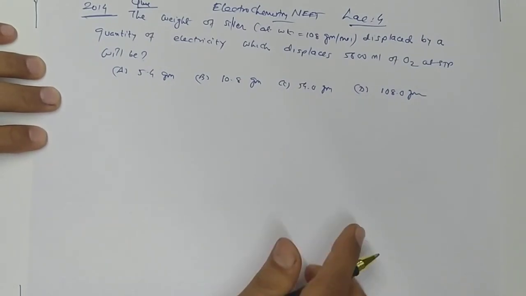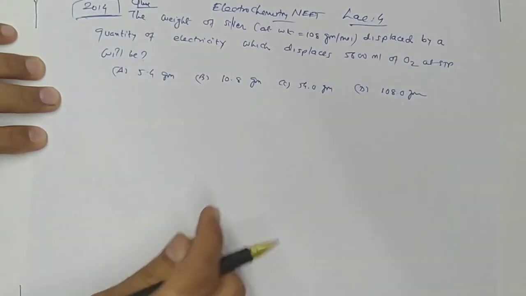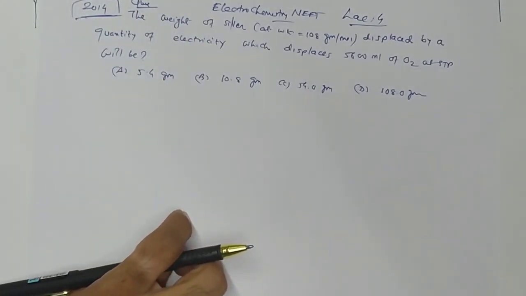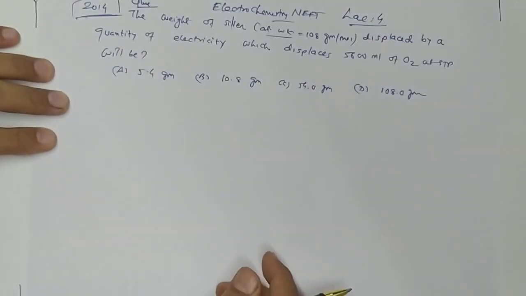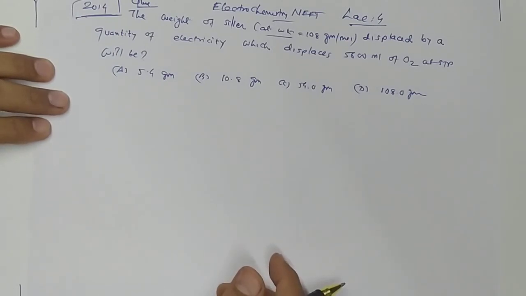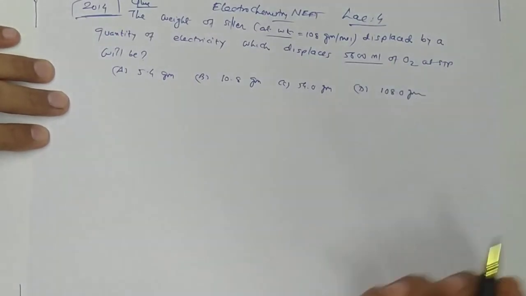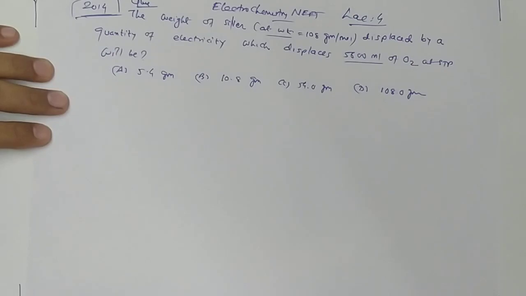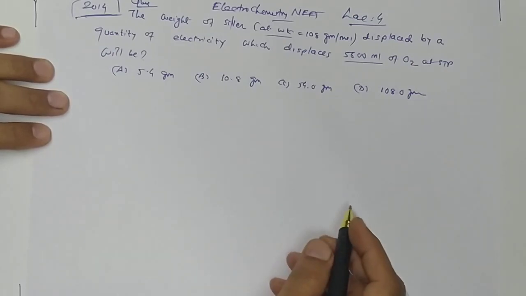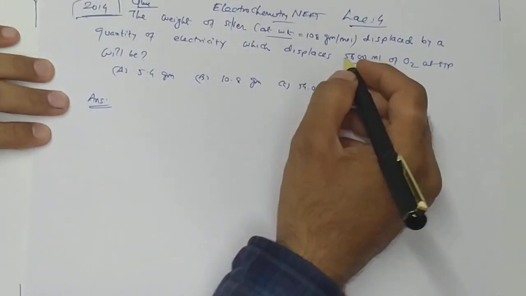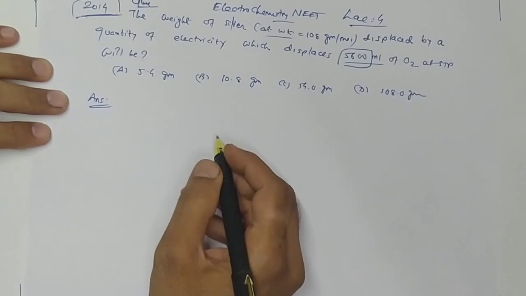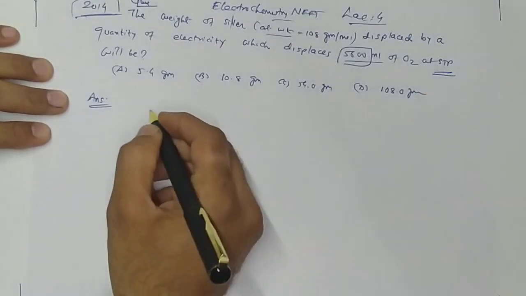Here, a question asked in 2014, we are going to solve. Read the question. The weight of silver, which has atomic weight 108 gram per mole, displaced by a quantity of electricity which displaces 5600 ml of oxygen at STP will be. It means current required for getting 5600 ml of oxygen at STP.